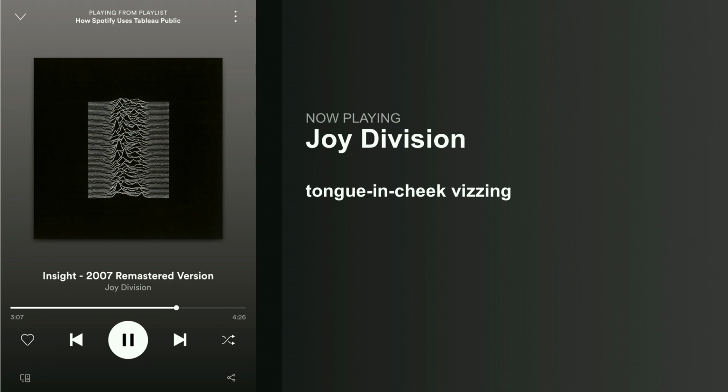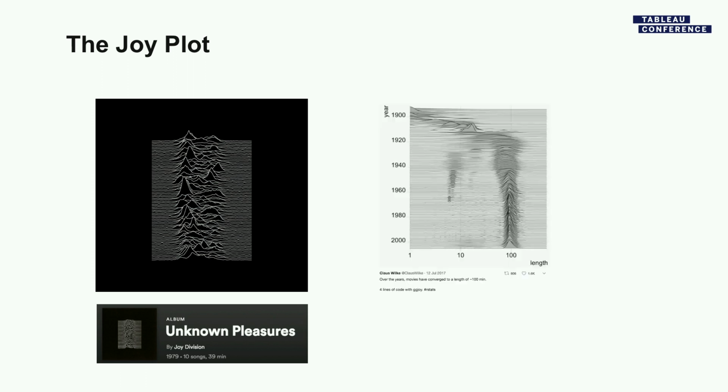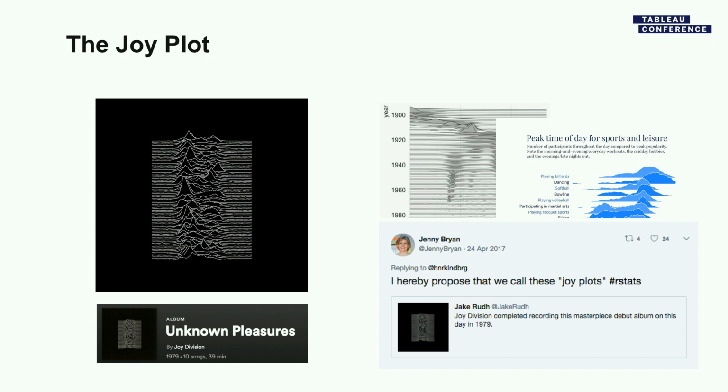All right, and so the next project is about Joy Division, and it's like a tongue-in-cheek vizzing. So you've probably all seen Joy Division's iconic Unknown Pleasures album art, probably as a tattoo or a t-shirt at Hot Topic. And last summer, if you were following DataViz Twitter, you probably saw that joy plots were a hot topic, and that was a data visualization style that mimicked the album art.